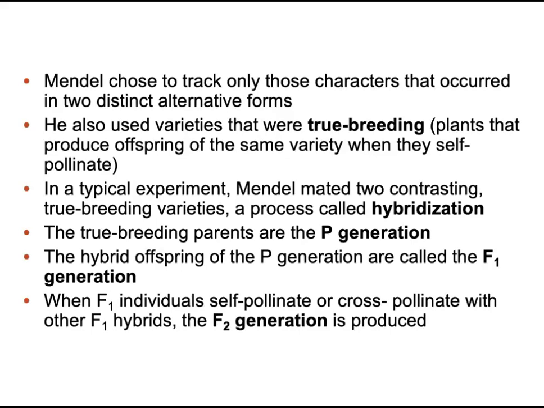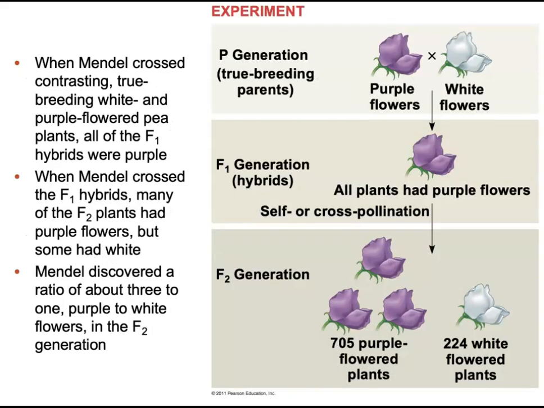In a typical experiment, Mendel mated two contrasting true breeding varieties, a process called hybridization. Here we see he used purple flower true breeders and white flower true breeders. The true breeding parents are called the P generation, which stands for parental generation. The hybrid offspring of the P generation are called the F1 generation. When those F1 individuals self-pollinate or cross-pollinate with other F1 hybrids, the F2 generation is produced.